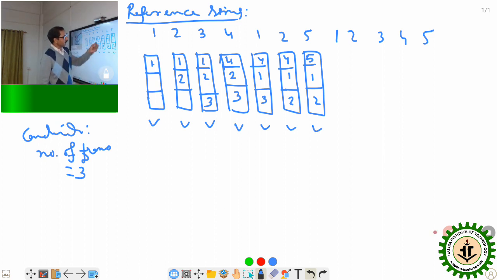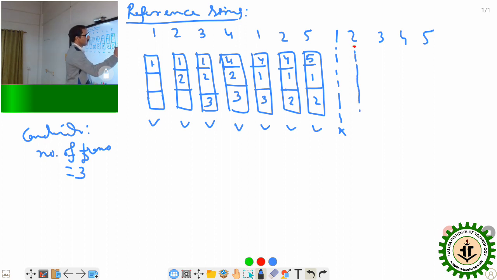Now see, next the process wants to access reference page 1, which is already in the memory. So no page fault occurs for this case, because page number 1 already exists in the memory. Next the process needs to access page number 2, which also belongs to the memory. So no page fault occurs.